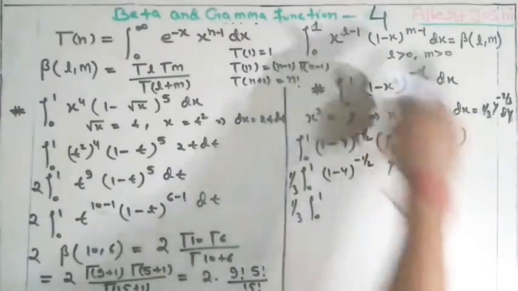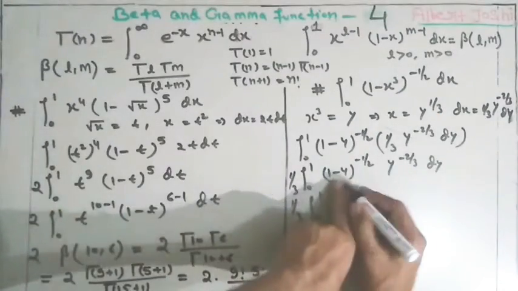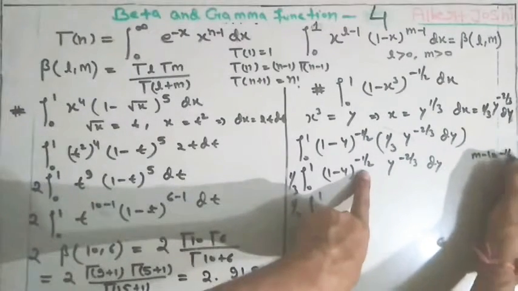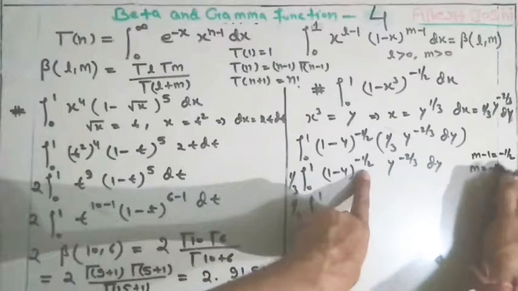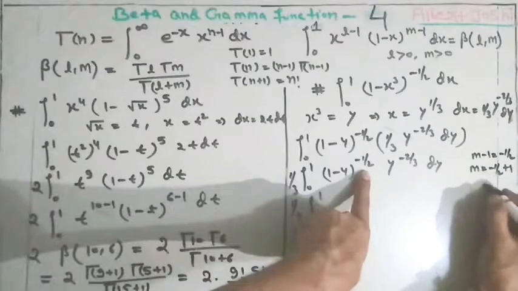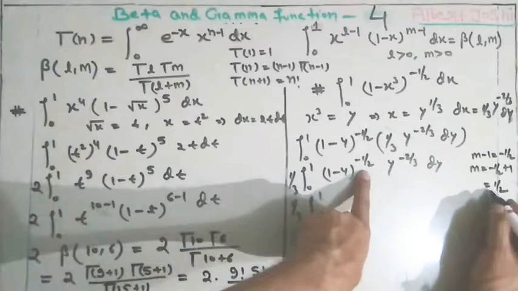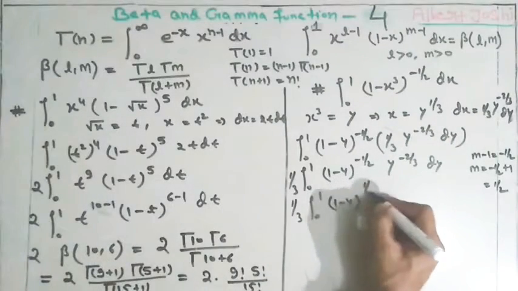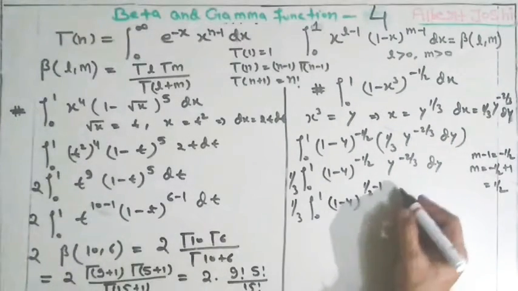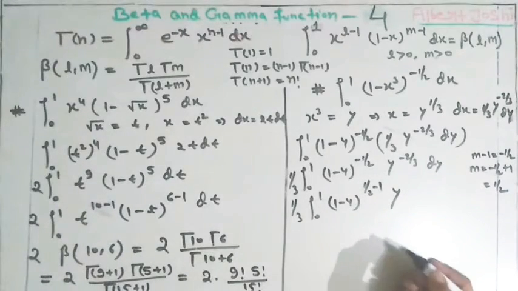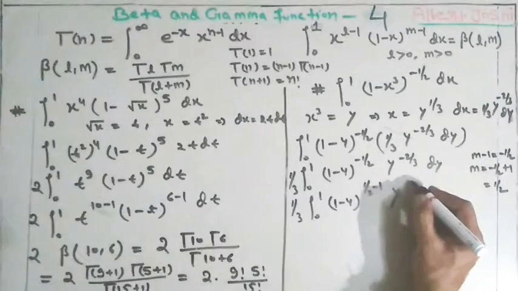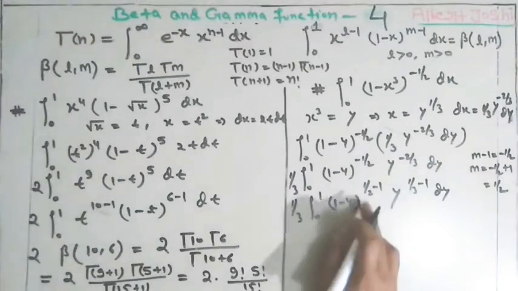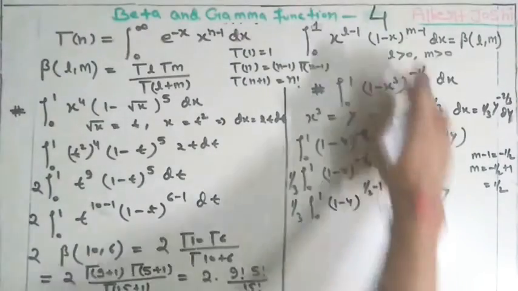If you write (1 - y) to this power, it means that m - 1 = -1/2, so m = -1/2 + 1 = 1/2. So you can write (1 - y)^(1/2 - 1). Similarly, for y, -2/3 = 1/3 - 1, you can put this value here, dy. So m = 1/2 and l = 1/3.